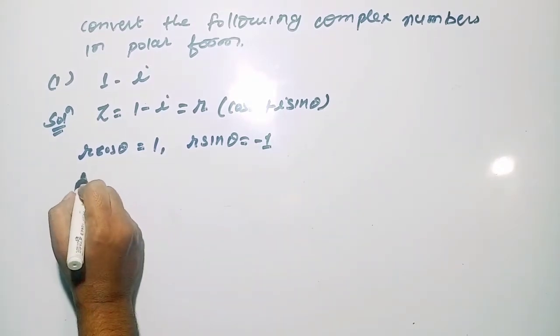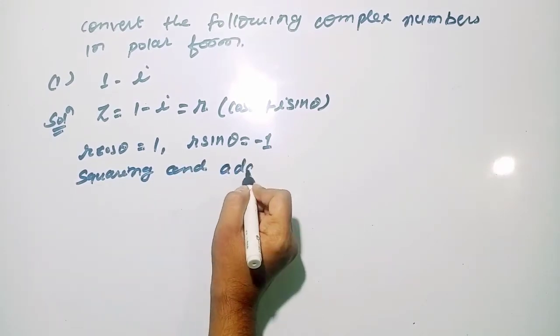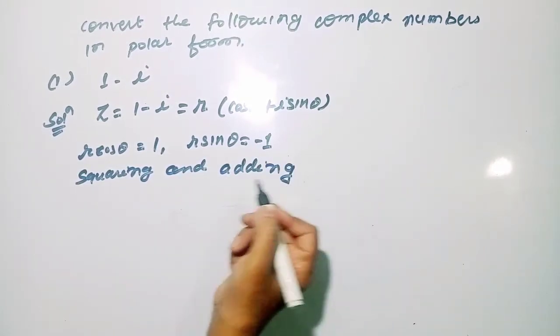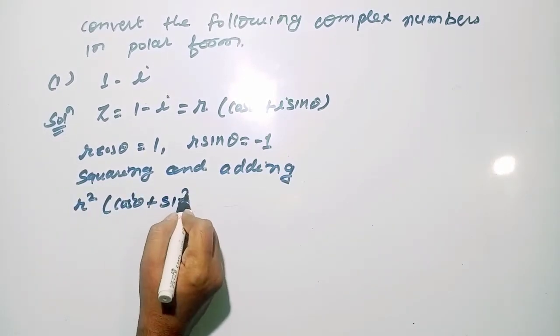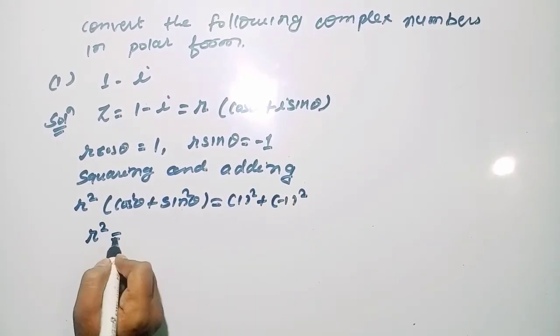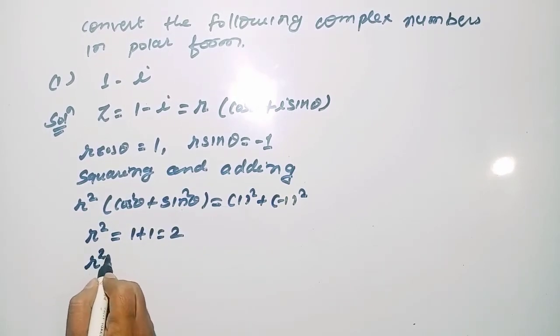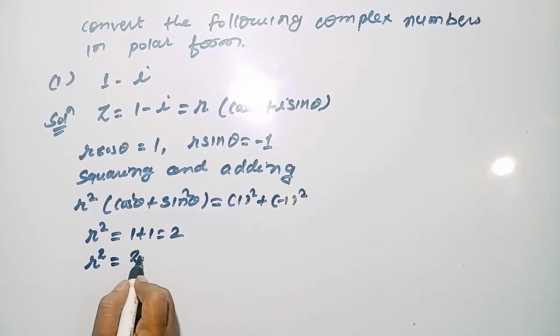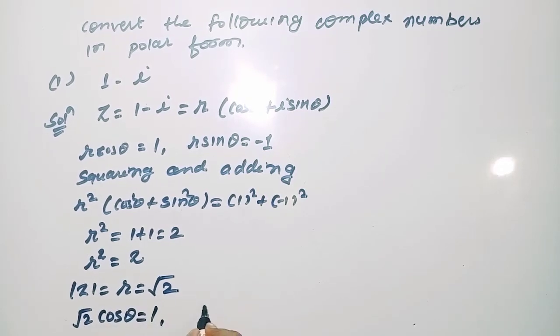Now squaring and adding these two results, we are getting r square (cos square theta plus sin square theta) equal to 1 square plus minus 1 square. So r square is 2, so r is the modulus of z, which is root 2, because for modulus value we are considering the positive value.